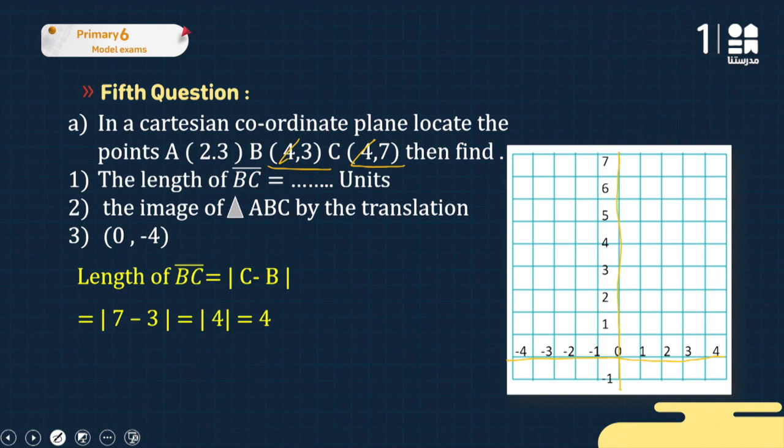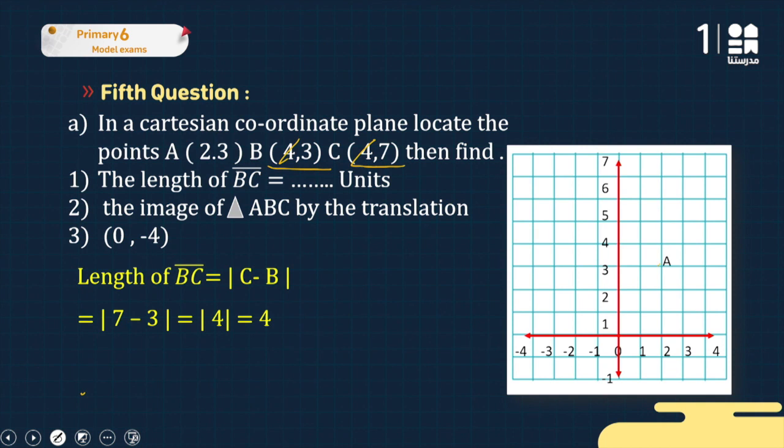Now let's draw our axes. After drawing the axes I am going to put my points. The first point I will draw is point A. Here it tells me 2 and 3. 2 represents the x, so from the 2 I go up 3 on the y. So it's supposed to be A.